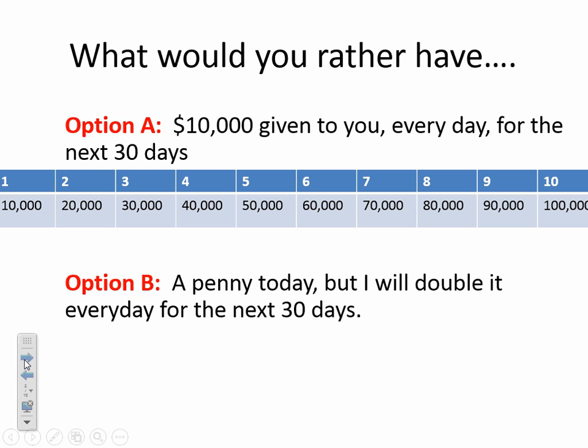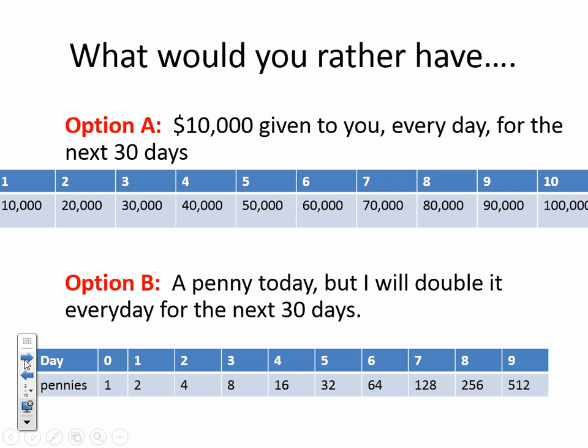Whereas option B starts with one single penny, and then progressing forward, at the end of the 9th day, I'd have 512 pennies. That's right, that's $5.12. And here, I'd have $90,000. Do you think that option B would ever catch option A? Do you think option B would ever be a better choice? The answer to that is yes.